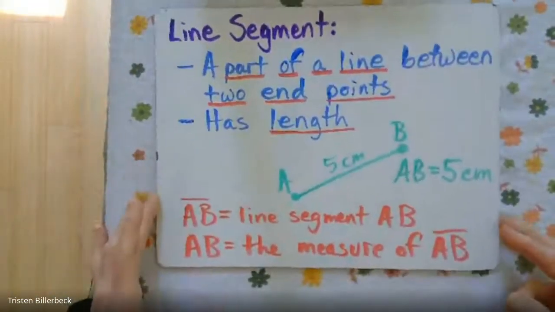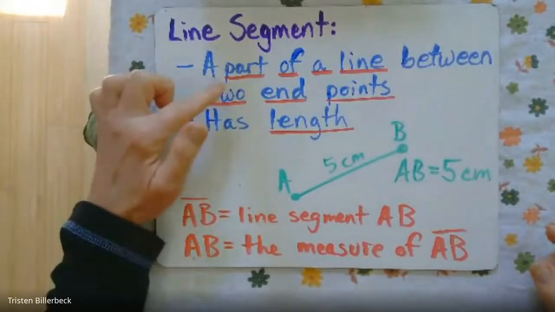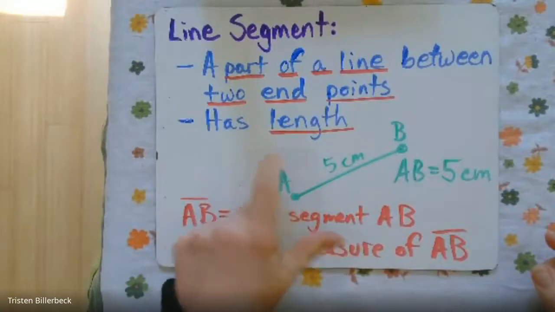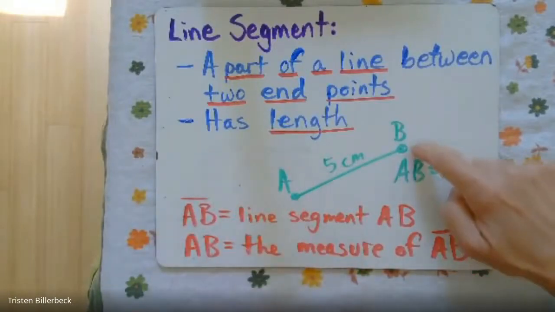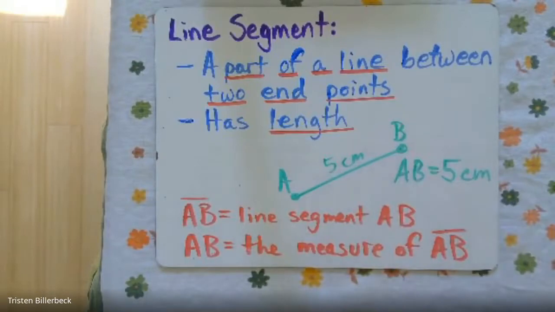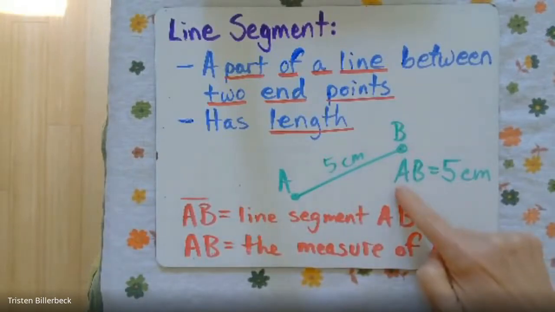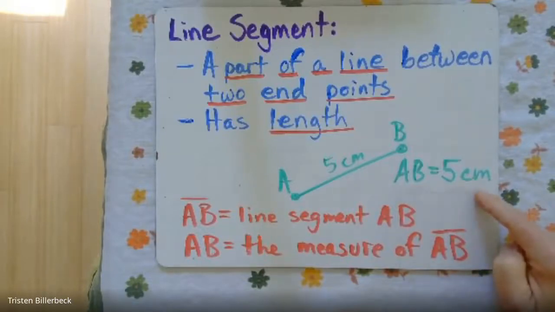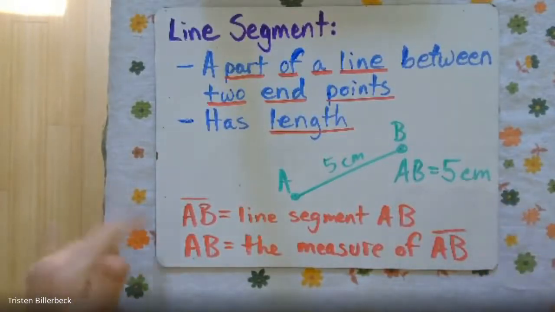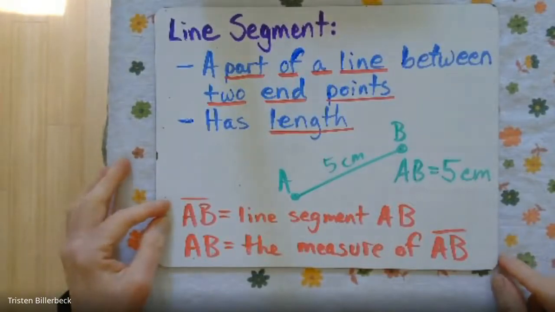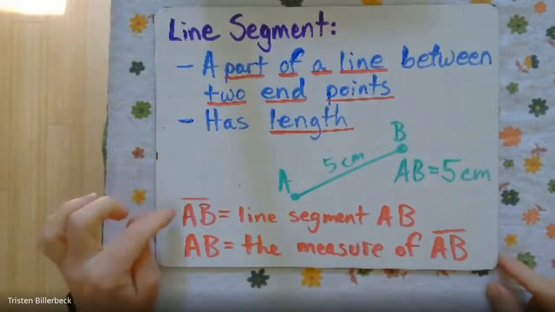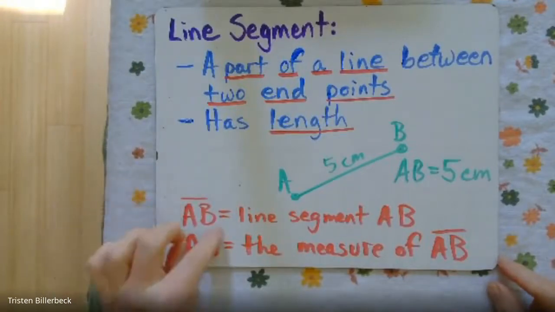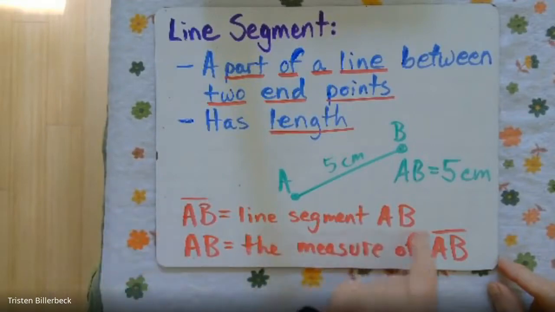When we talk about line segments, they're part of a line between 2 endpoints and have length. So we have A, B, and let's say it's 5 centimeters. So we would say the measure of line segment AB equals 5 centimeters. Let's talk about how we write different things with these. If we have a bar over AB, that means line segment AB.